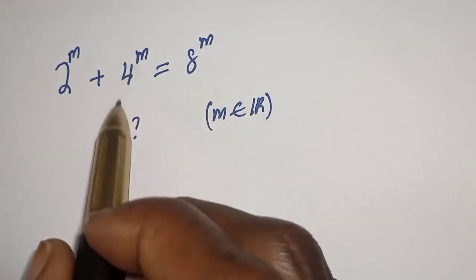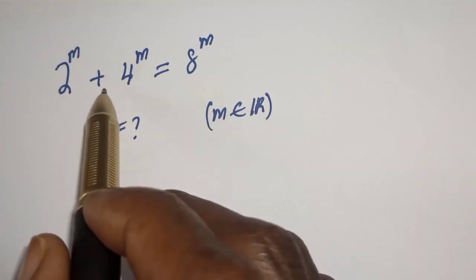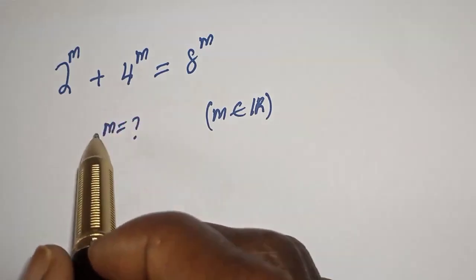In this class, we want to find the value of m from this given nice Olympiad exponential equation.